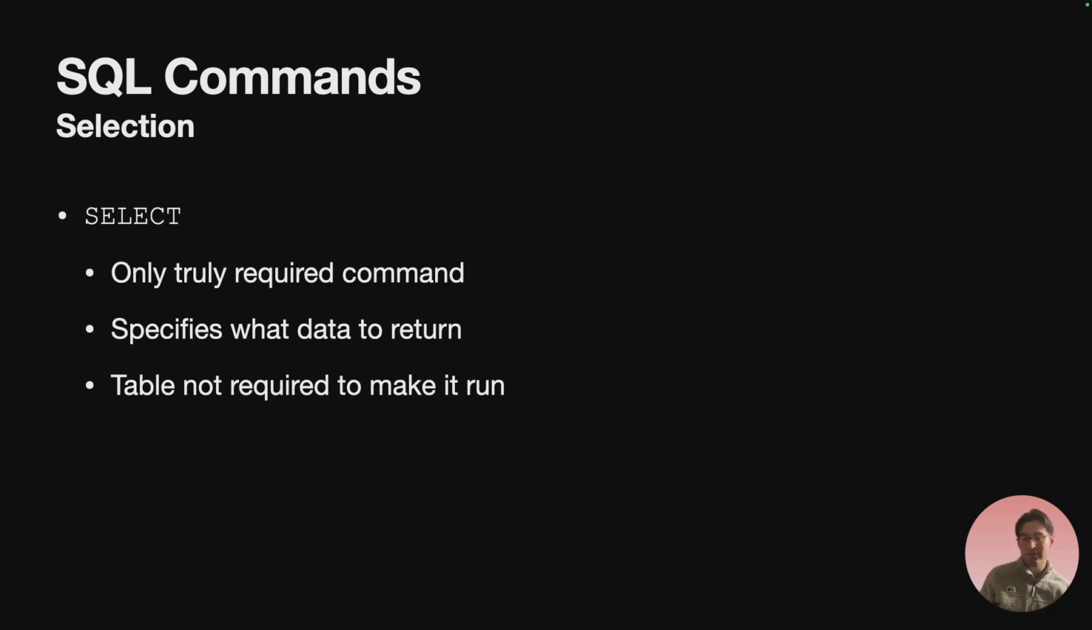This is going to specify what data we want to return, which can be anything from math calculations to just plain old strings to columns in a database, which is the most common one. And a table is also not required to make this run, which we'll see in the next video.